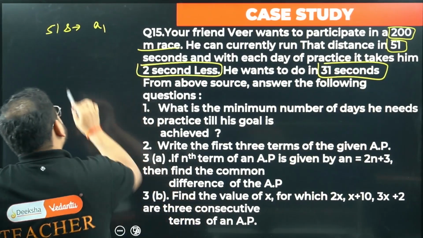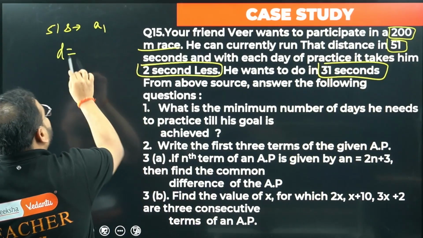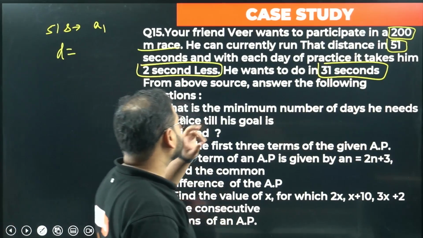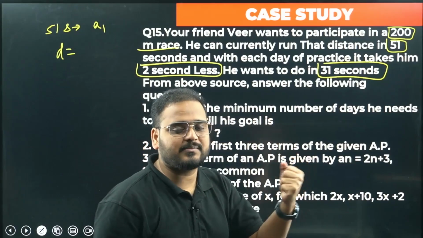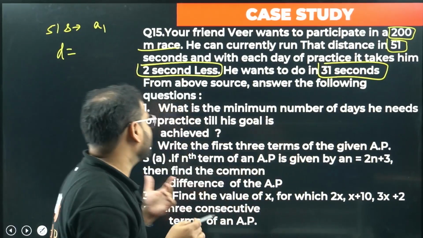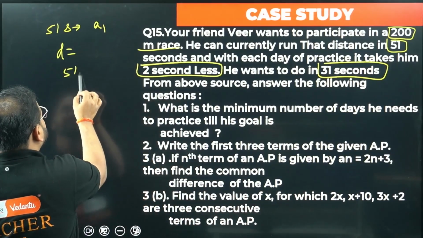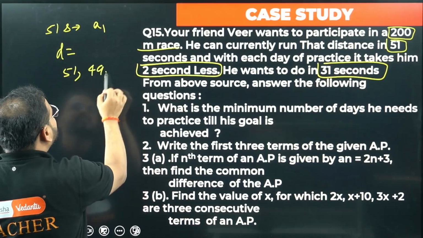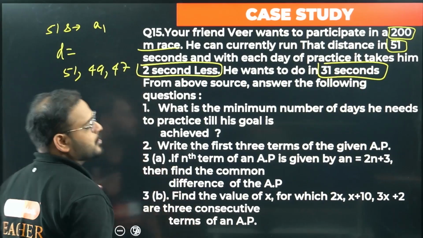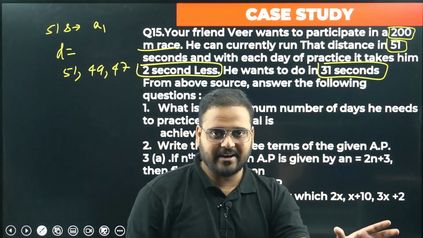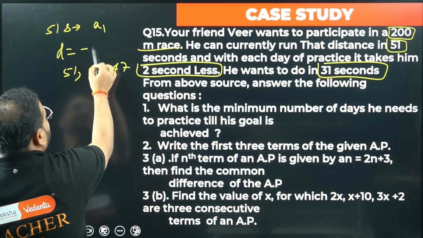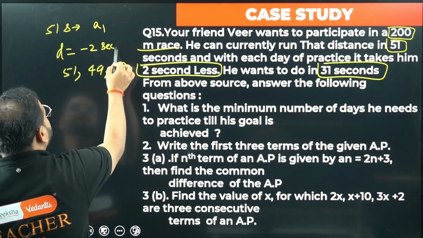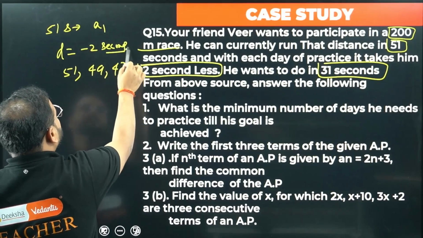What's the common difference, sir? Very important to know. The common difference is what he reduces every day by practicing: 2 seconds. If today is 51 seconds, tomorrow will be 49, next will be 47. So what's the common difference? 2 less every day by practice. D is minus 2 seconds.